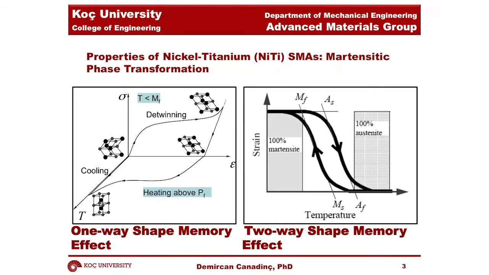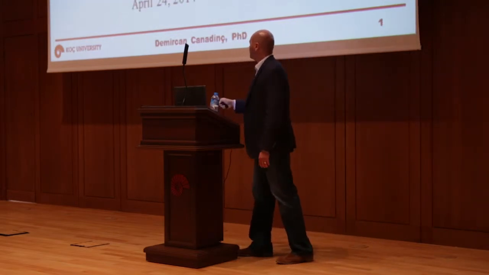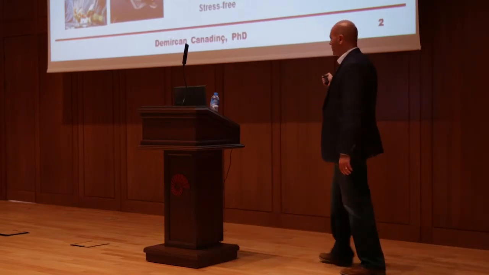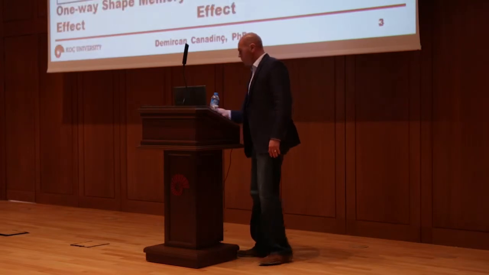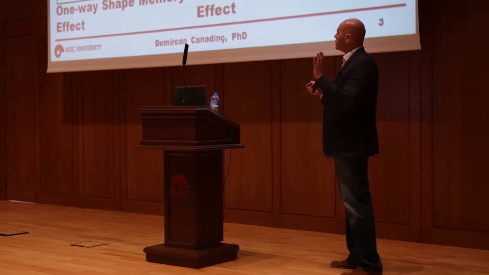Actually, we have three different properties. One of them is called the one-way shape memory effect. The other one is the two-way shape memory effect. And these are related to this type of temperature-induced phase transformation. So what happens here is that you can have a shape memory alloy which you deform at low temperature, and then the material, due to plastic deformation or permanent change of shape, will assume a different structure. And then when you heat this material, it will actually regain its original shape.